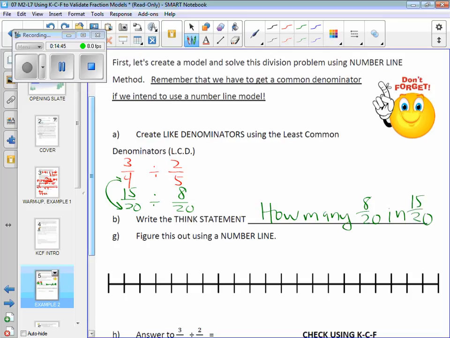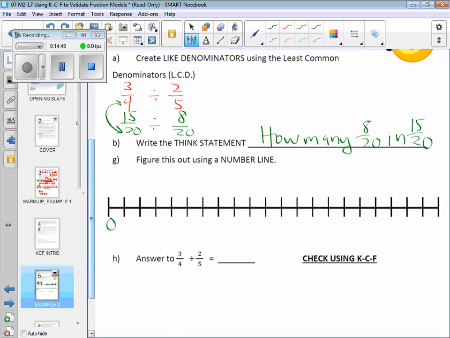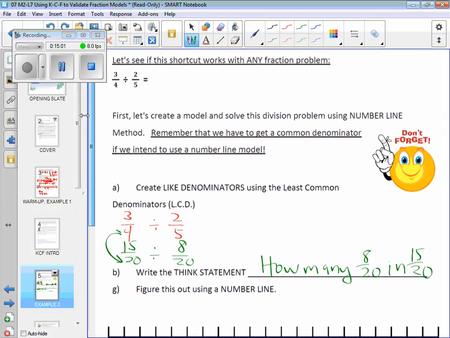Okay, now I got to make my number line. 0, and we're counting in increments or intervals of 20ths. 6 is wrong. How many 15, 20ths or 8/20ths? No, look at it. Isn't it 3/4? It's how much of the second fraction in the first fraction. No, you wrote how many 8/20ths. Oh. Right, how many 8/20ths in 15/20ths? We're good.